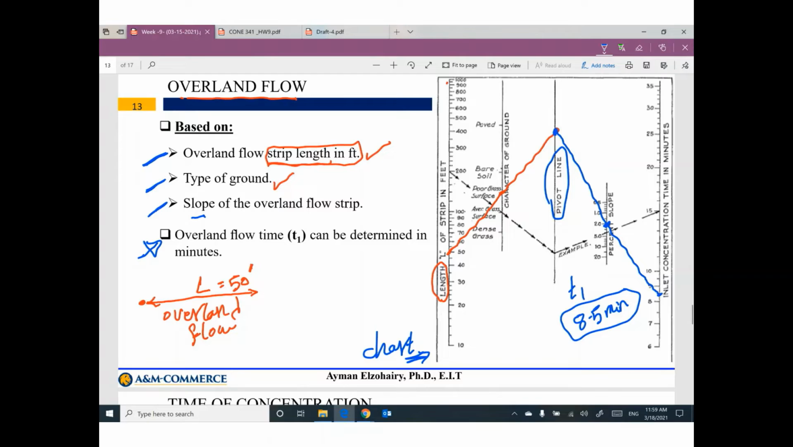So if you have a drop of water flowing over a poor grass surface, and this area has a slope of 2%, believe me, this drop of water will need 8.5 minutes to reach here. That makes sense? One more time. I would like to repeat it one more time.